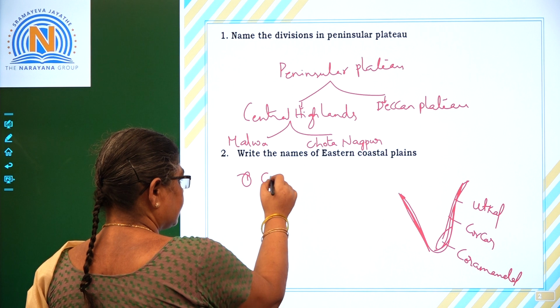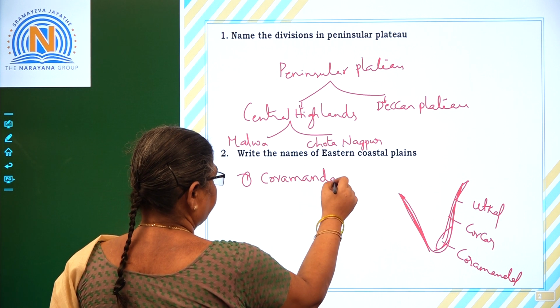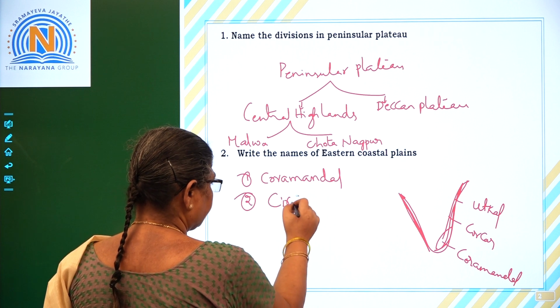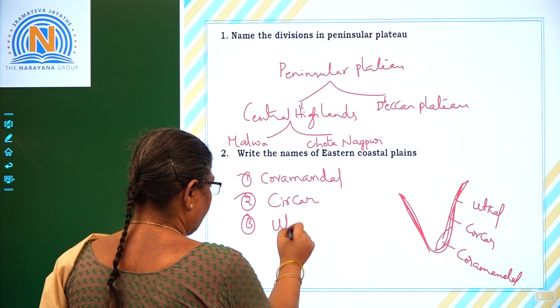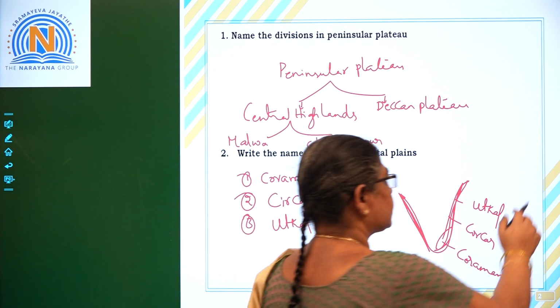The first one is Coromandel coast. The second one is Sarkar coast. And the third one is Utkal coast. These are the important coasts.